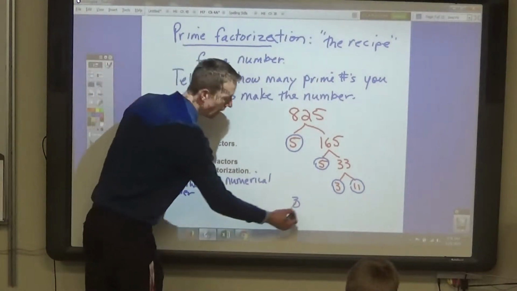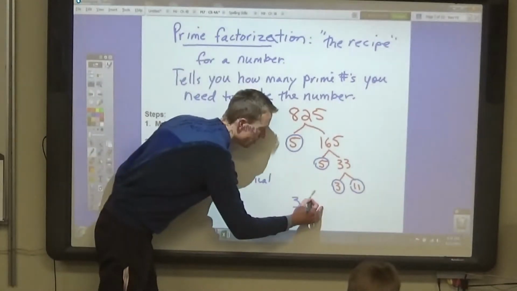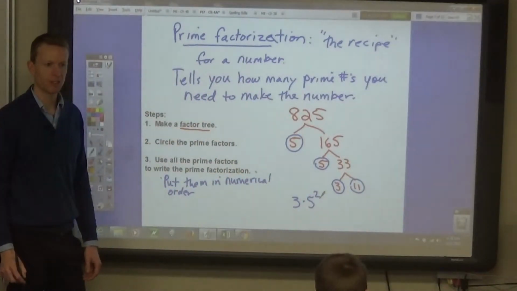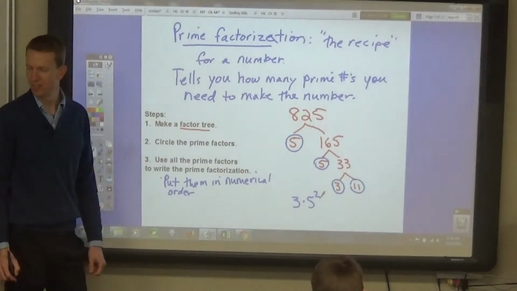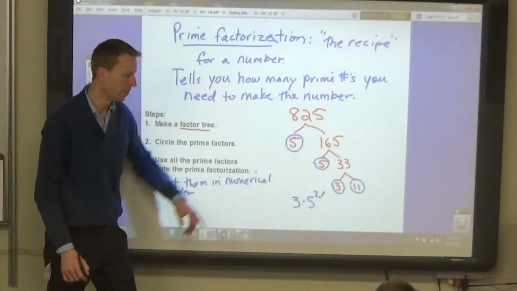Times, and we're going to write this as multiplication. 5 squared times what? What is 11? That would make 825 times 11?